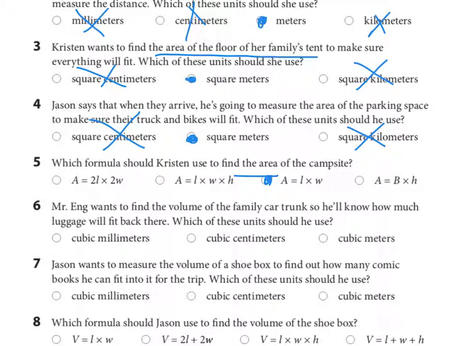And number 6, Mr. Ng wants to find the volume of the family car trunk so he'll know how much luggage will fit back there. Which of these units should he use? When I'm finding volume, I know I'm going to take length times width times height, and it's going to be a cubic measurement because it's a 3D shape. So I'm going to want to use cubic meters for the volume of a trunk. That sounds like it could work. Cubic centimeters, that sounds too small. And cubic millimeters, way too small. So my best option is cubic meters.